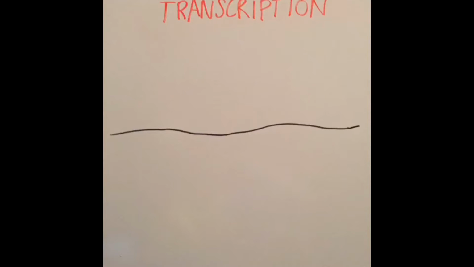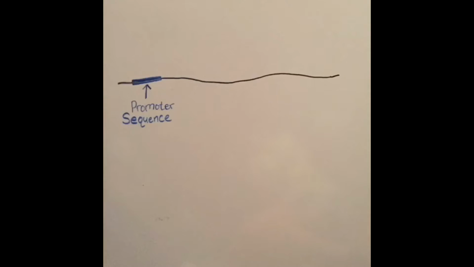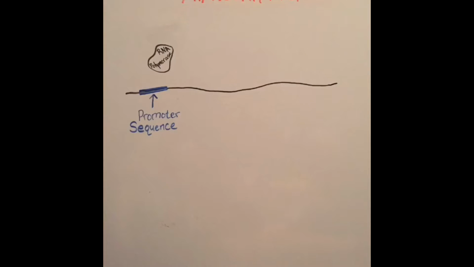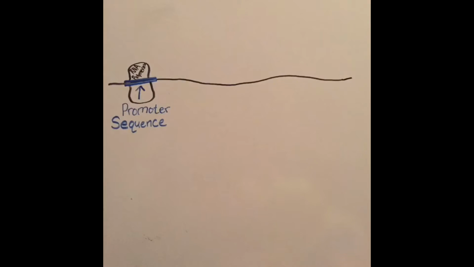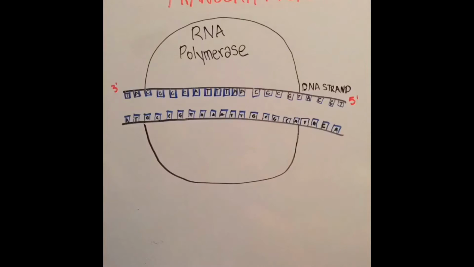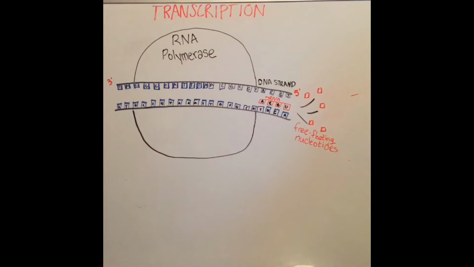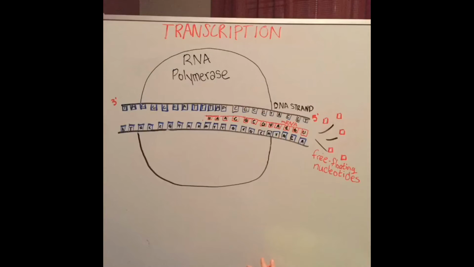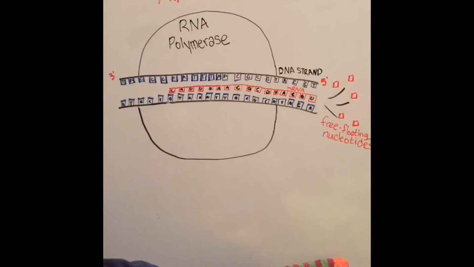The first stage in transcription is initiation. The promoter sequence indicates the beginning of the gene. That is where the RNA polymerase attaches to the DNA strand. Then elongation takes place. In elongation, the RNA polymerase reads the DNA strand from 3' to 5' and builds a corresponding RNA strand from free-floating RNA nucleotides. The RNA is then being built from 5' to 3'.